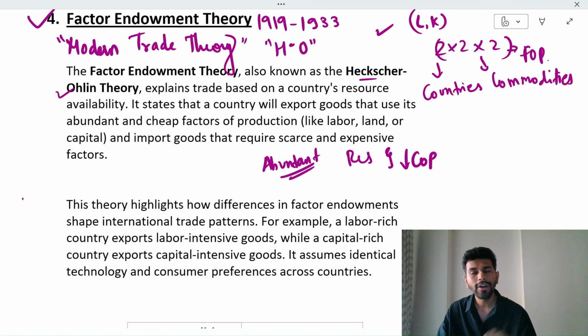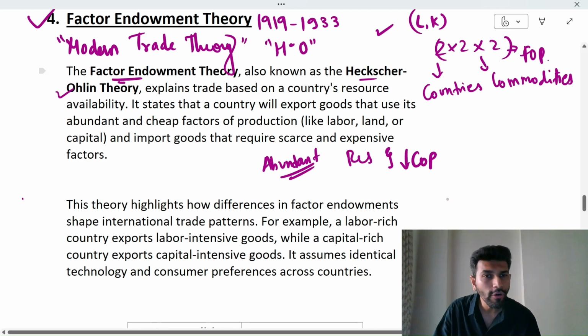Abundant resources means available in the fullest capacity. So the country will produce and export those commodities in which production requires nature's abundant resources and cheapest cost of production, and imports the scarce and expensive factors of production. According to this theory, a country will produce and export those goods and services which it can produce more efficiently and import other goods and services.